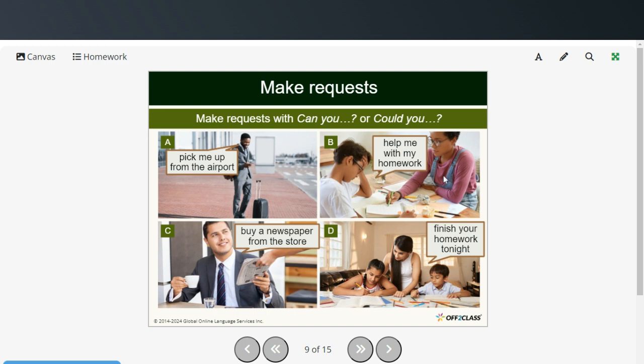Could you help me with my homework? Can you help me with my homework? Could you buy a newspaper from the store? Can you buy a newspaper from the store? Could you finish your homework tonight? Or can you finish your homework tonight?